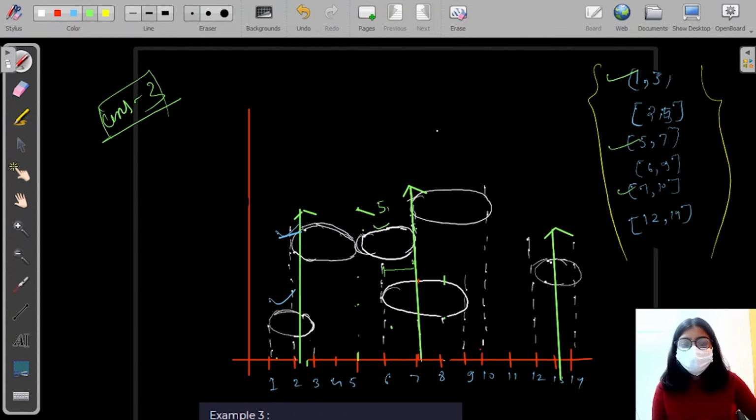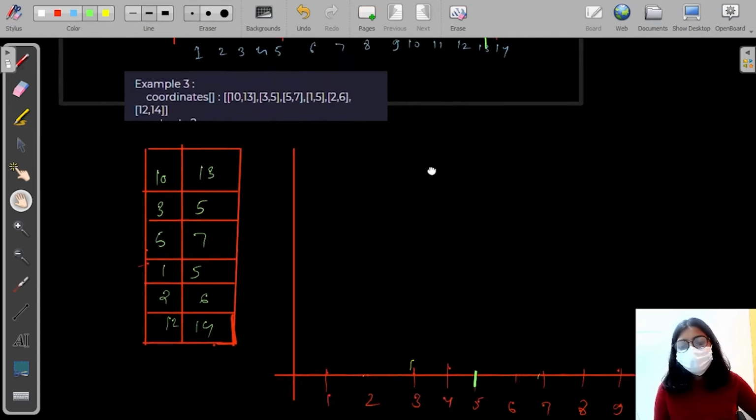Okay. So now let's discuss the example. Here I have taken an example.